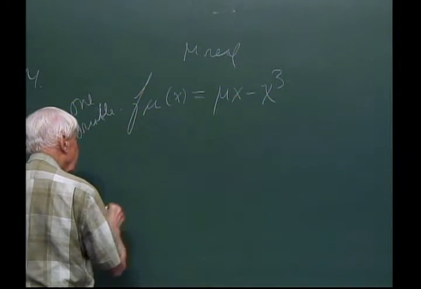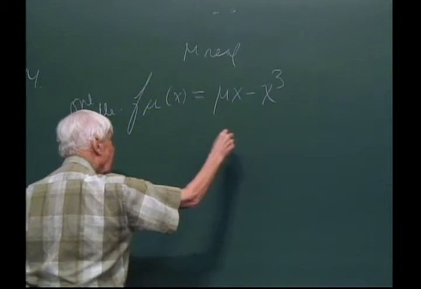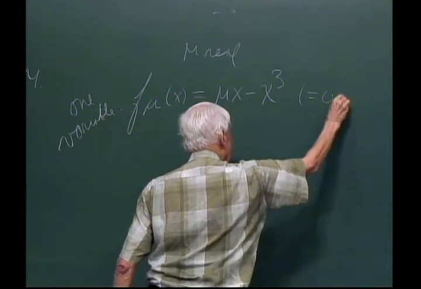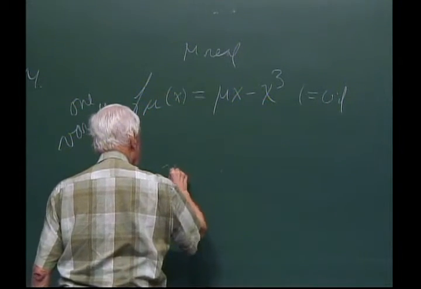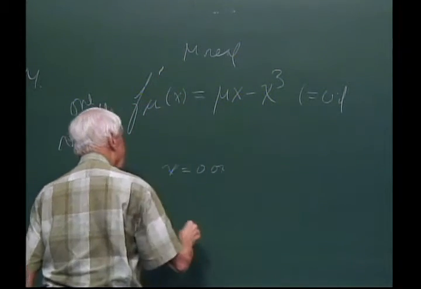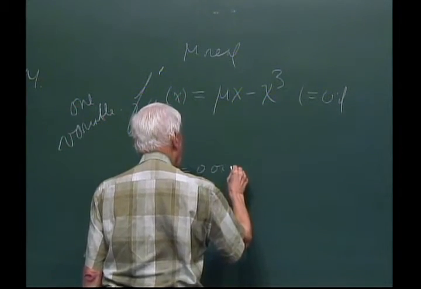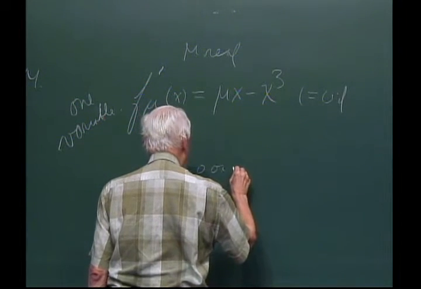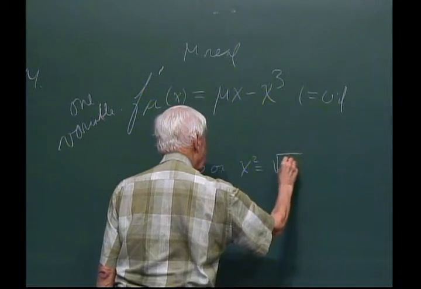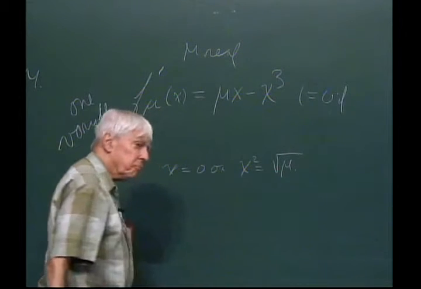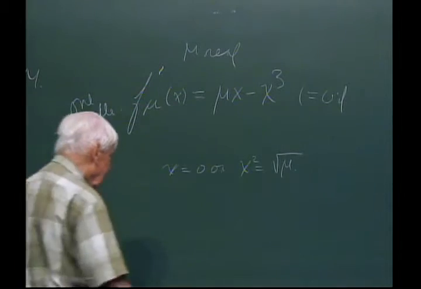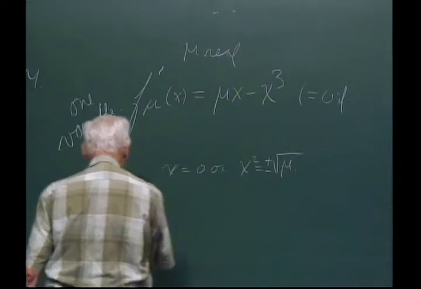Let's see, I guess this is right. So this is going to be 0 if x equals 0. I should write here f prime, I think, the derivative with respect to x, or x squared equals mu. Okay, so what? Plus or minus square root of mu, right. Very good.